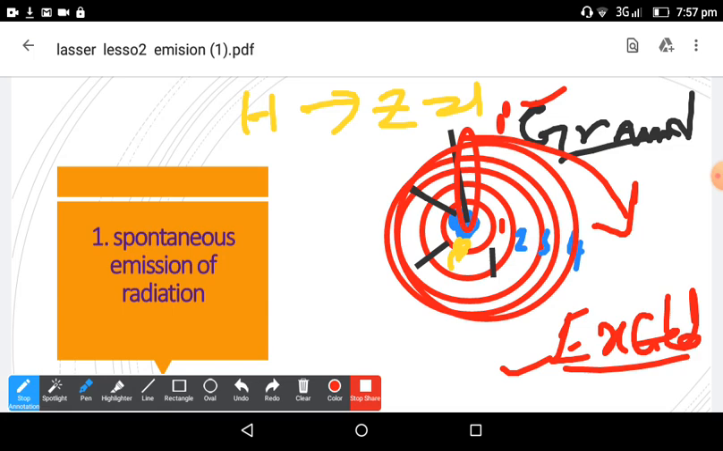Here, by absorbing the energy, the electrons will not jump to the same higher energy level. They will jump to different energy levels. Then I would like to discuss how long this atom stays in excited level.